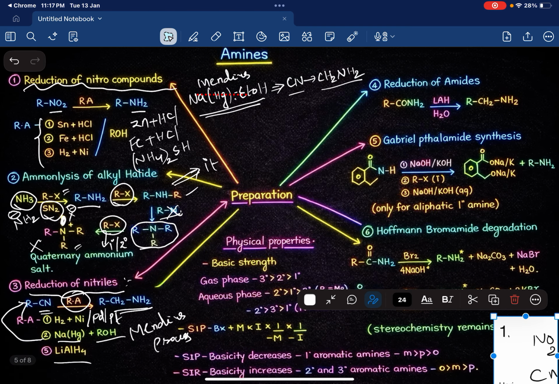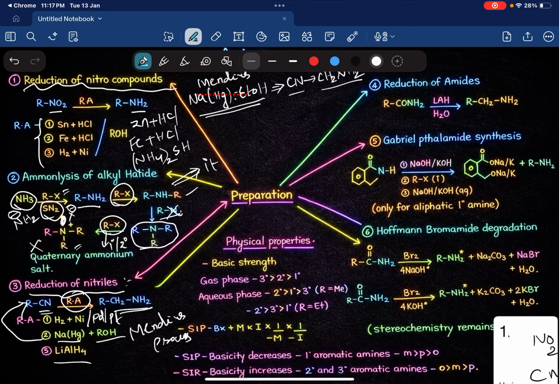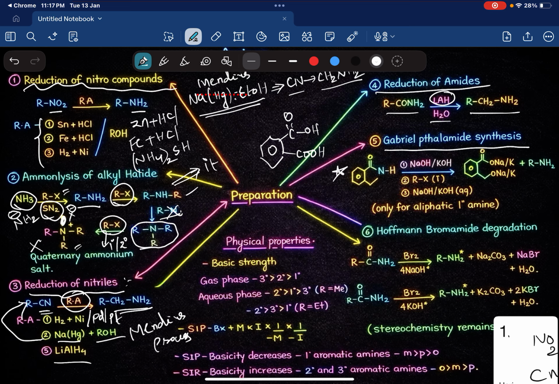Reduction of amides. Amides are converted into the respective primary amine with the help of lithium aluminum hydride in presence of an aqueous medium. And Gabriel phthalimide synthesis, most important. Here phthalic acid is converted into phthalimide by adding 2 moles of NH3, and after heating it loses water as well as NH3 and is converted into phthalimide.